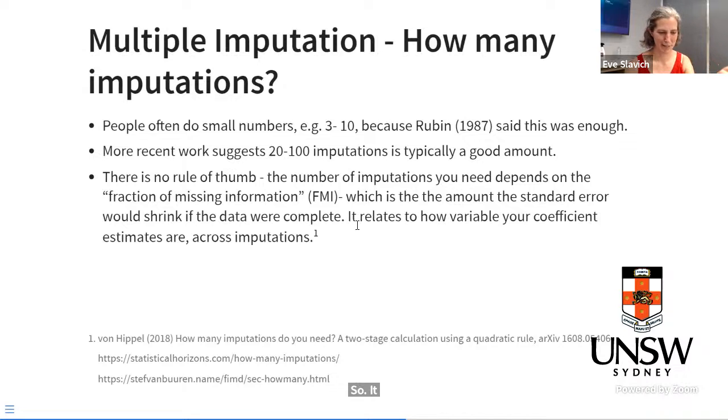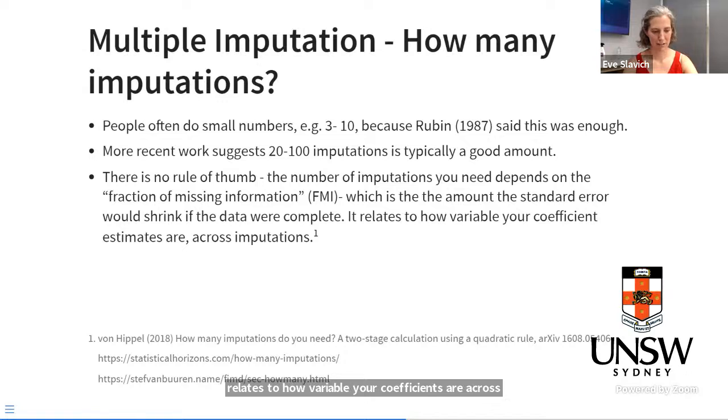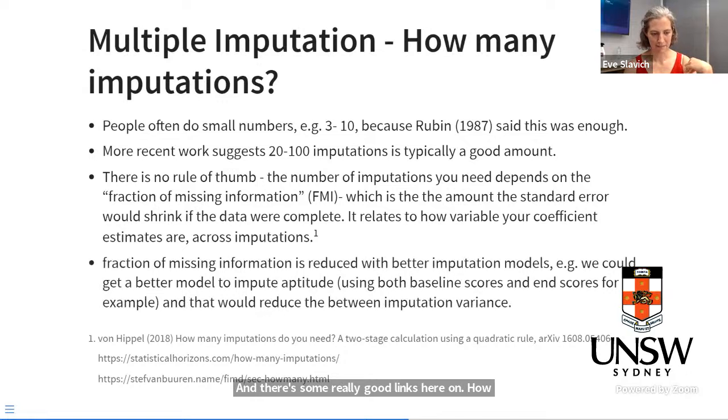This fraction of missing information relates to how variable your coefficients are across imputations. And there are some really good links here on how many imputations to run that you can take out of these slides. They will go up online.